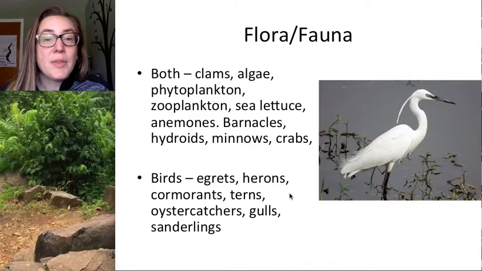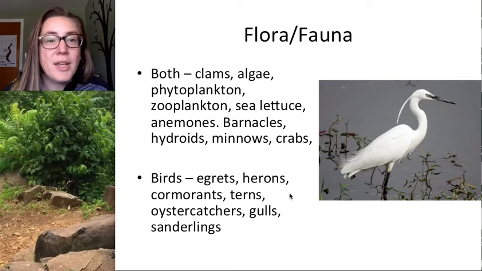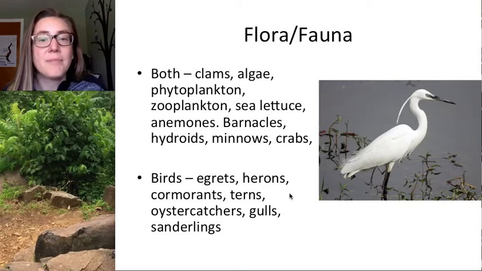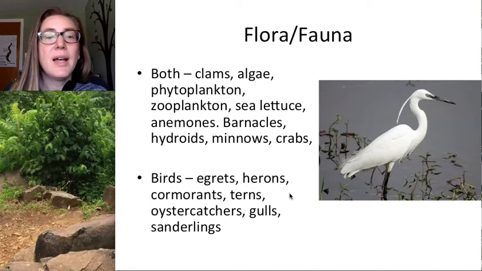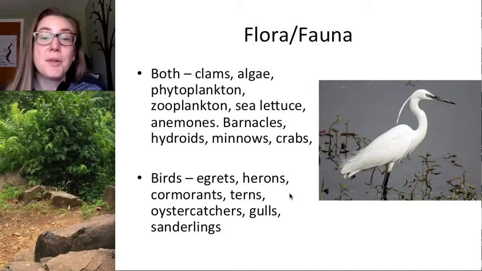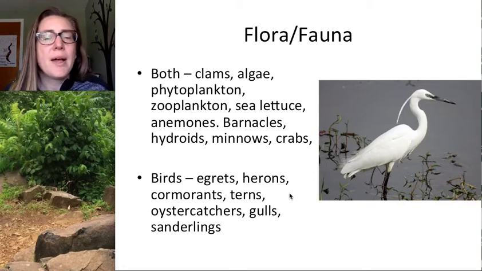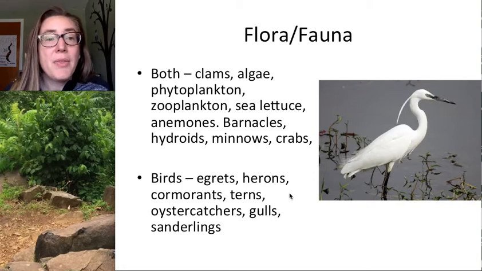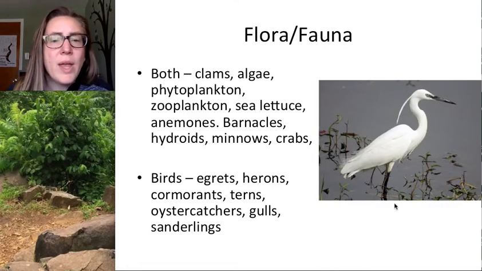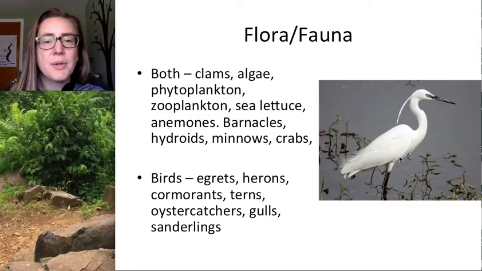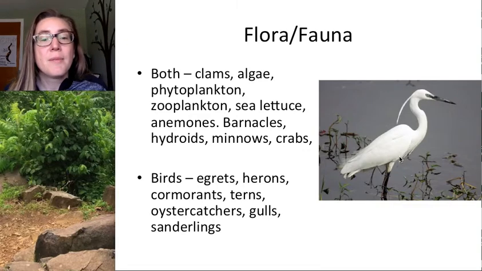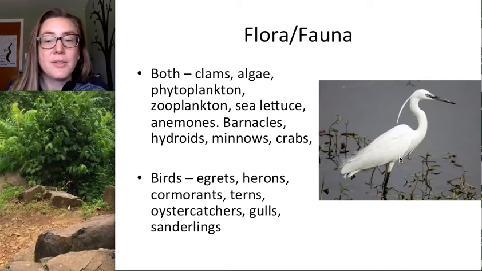Ones that you're going to find in both areas, you're going to find clams. Clams are pretty resilient. Definitely different types of algae, phytoplankton, zooplankton, sea lettuce, anemones, barnacles, hydroids, minnows, crabs. So you do find them on both of those areas. And then birds. So birds are going to have adaptations, and if they have adaptations for one side, they tend to have them for both sides. They tend to have these longer beaks, longer legs to allow for them to wade in water. So birds like this, like egrets or herons, cormorants, terns, oyster catchers, gulls, and sanderlings.